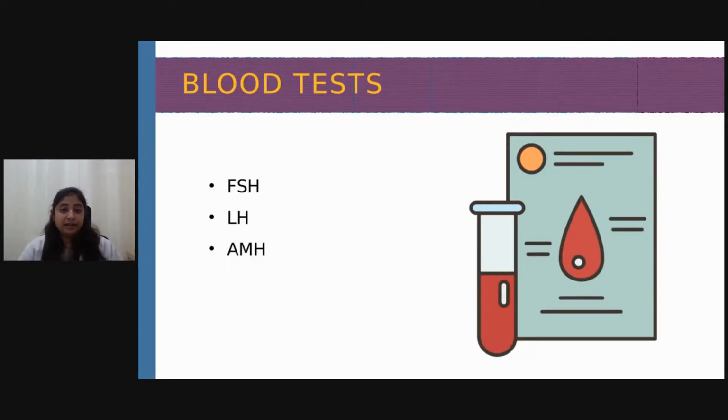Now, coming to the blood tests, which we do mostly in females: FSH, LH, and AMH hormones. What are these hormones? FSH is follicle stimulating hormone. It is responsible for the growth of the follicles, or the eggs. So this is responsible for maturation, and LH is responsible for ovulation.